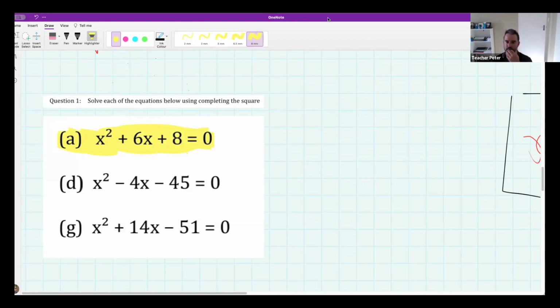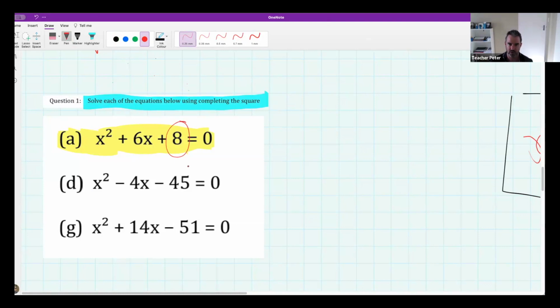Does sir want us to solve for x also, or should we just complete the square? No. So you must solve for x as well. So each of these, solve each of the equations below using completing the square. And I want you to start in the first one that we gave you. We started by dealing with the constant term. So that's my hint to get you moving. What's my first step going to be? And then we go from there.